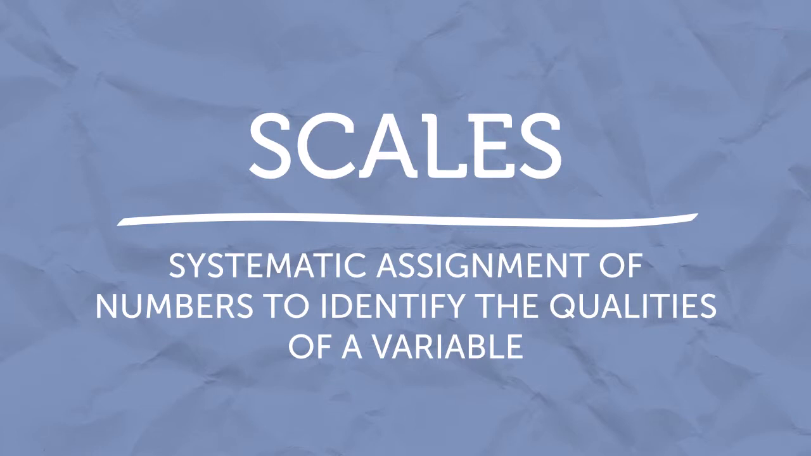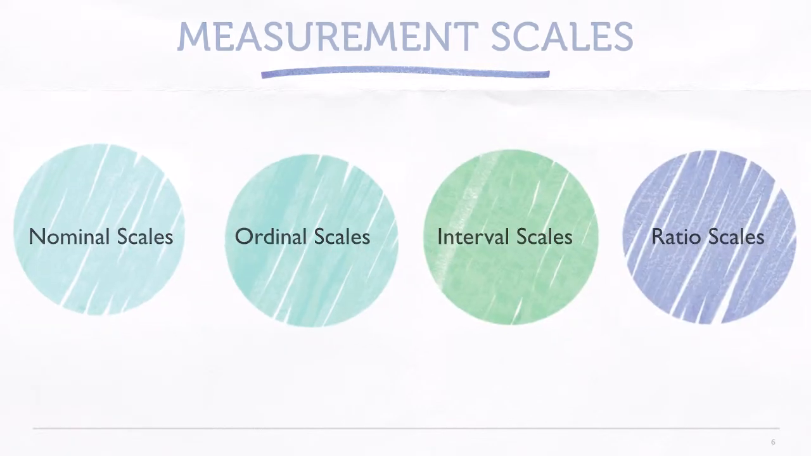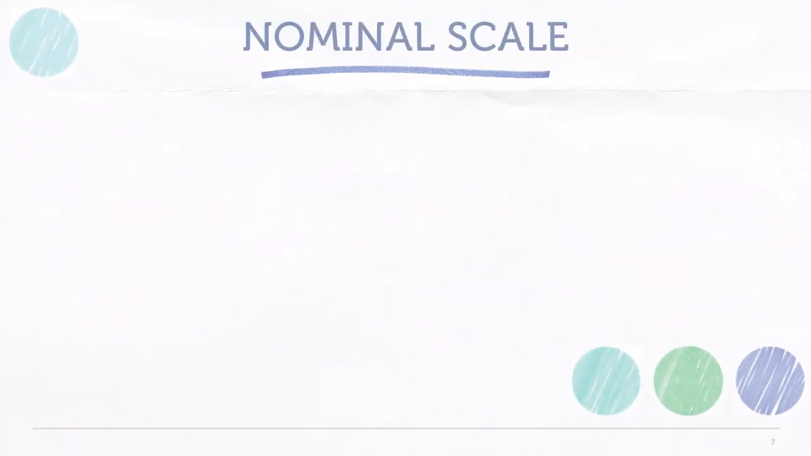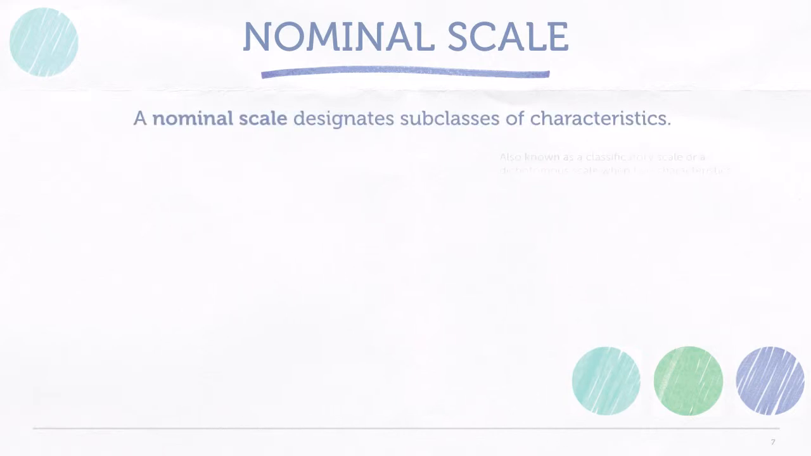And when we're talking about measurement scales, there are 4 different kinds. We've got nominal scales, ordinal scales, interval scales, and ratio scales. We'll start with talking about nominal scales. And nominal scales are used to distinguish and designate subclasses of characteristics. In the literature, you may also see these called classificatory scales or dichotomous scales when only 2 characteristics are involved.